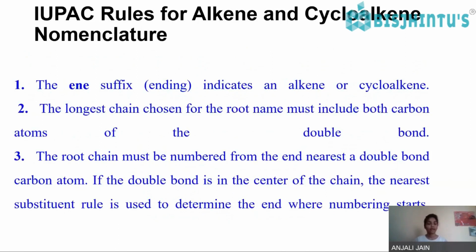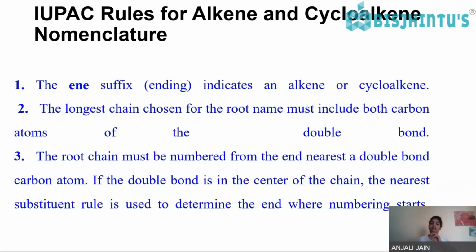Okay, so here we know that alkenes have the ending "-ene" and alkynes have the ending "-yne". The longest chain chosen for the root name must include both carbon atoms of the double bond. So if a double bond is there, taking two carbons, I have to include both carbons in the root chain. And the root chain must be numbered from the end nearest to the double bond, which has to be given the priority.